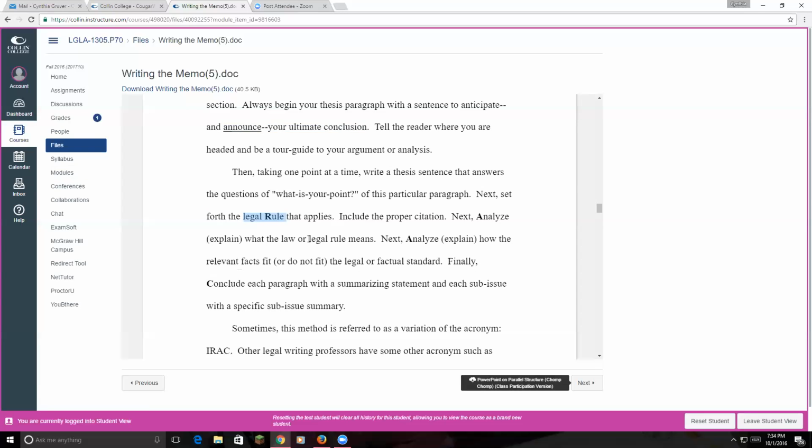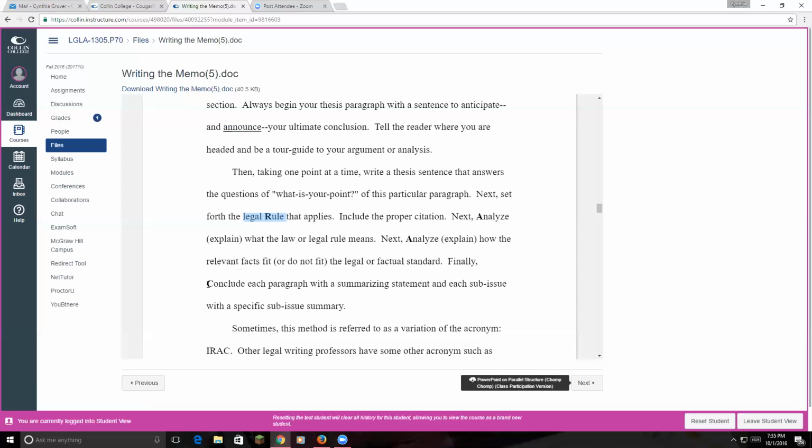So every time you talk about a rule, analyze that rule and relate. And when I say analyze, I mean relate it back to the facts and show how those facts relate. Don't just list the facts. Say this fact supports this particular element because, or how it does, or things along those lines.